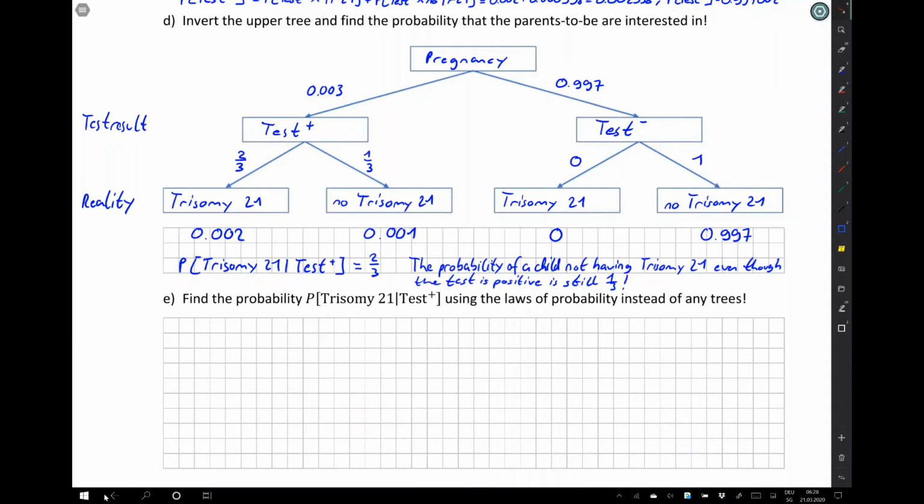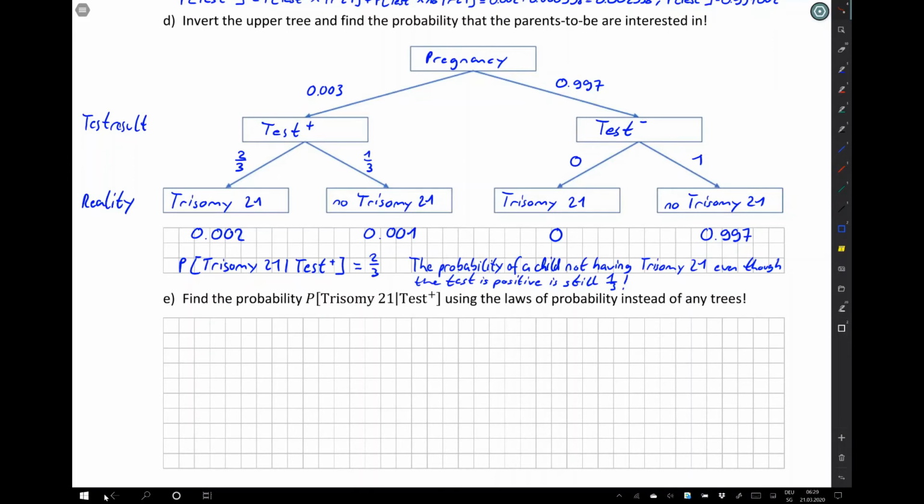Well, the problem is that trisomy 21 is a very rare disease. So even though the test is very good, because it has some small mistake probability in the cases when there is no trisomy 21, this makes this effect that we don't know so much for sure when the test is positive whether the child has trisomy 21 or not.